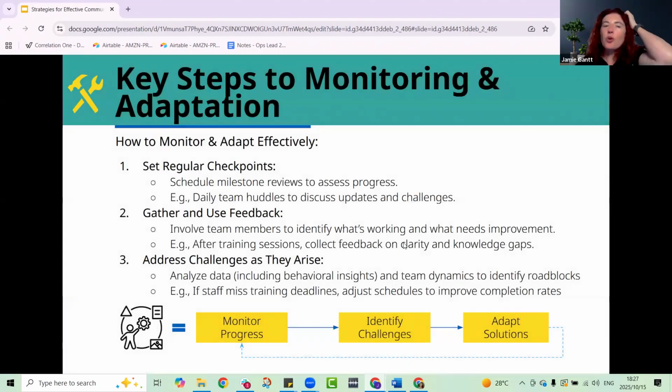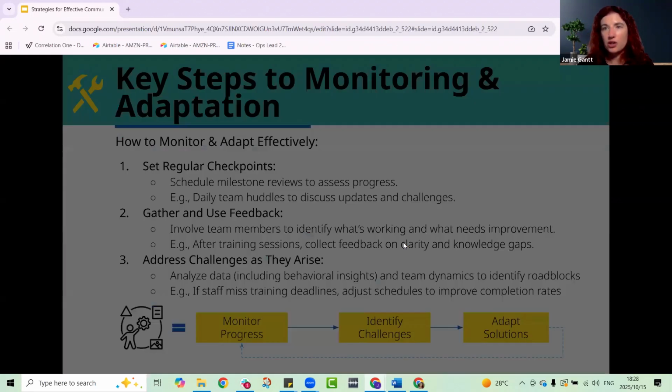All right, so monitoring and adapting, it's kind of pretty straightforward, right? So we know about checkpoints, we know we want to get feedback, and we know we want to address challenges as they arise. The biggest thing to keep in mind for this is if something's not going the way you want, make an adjustment. That's fine. This is very cyclical. You don't just implement a solution and it's one and done. You want to track and make sure the solution's actually working. It could make things worse, you never know. And you're making adjustments to make sure that if something isn't going the way that you want it to, you're changing that.